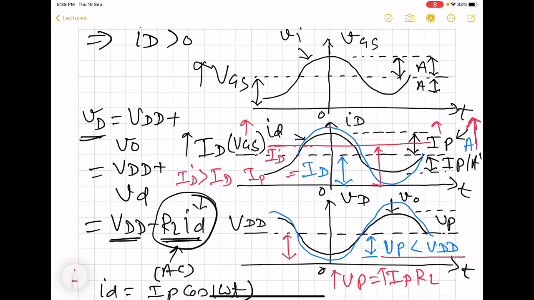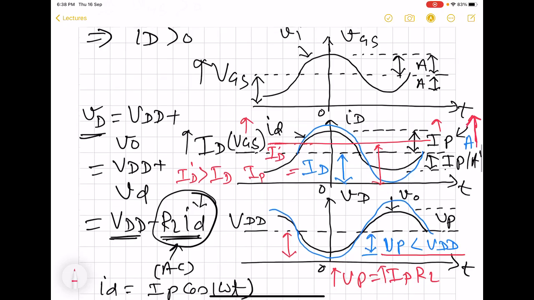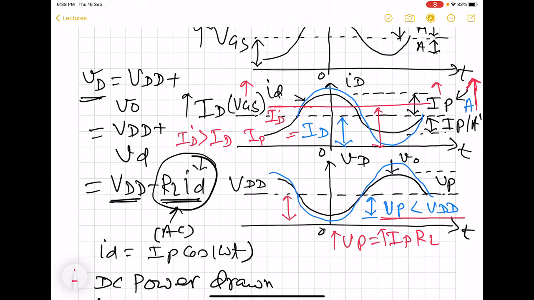So we increase the input amplitude till it becomes sufficiently large so that VP is equal to VDD, right? So in this scenario, when VP is less than VDD, we will have to change both VGS and the input amplitude in such a way that VP becomes equal to VDD.